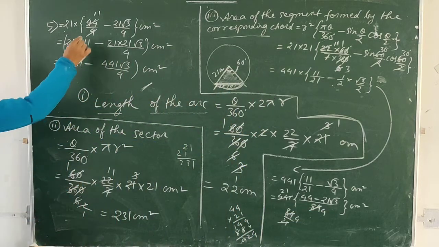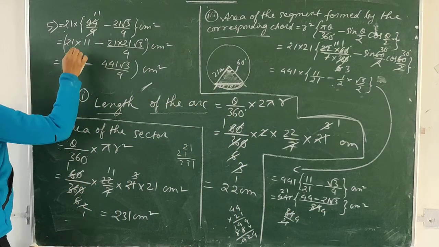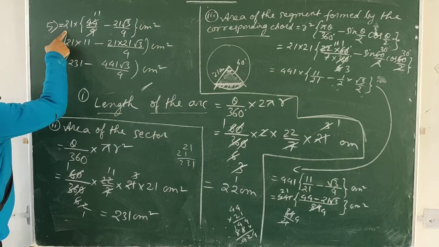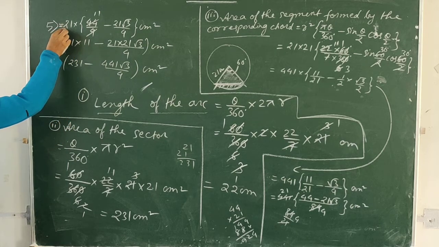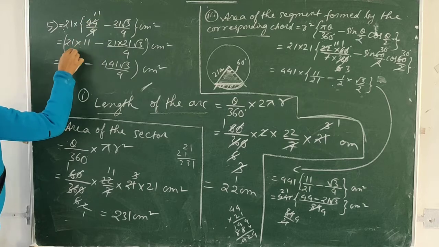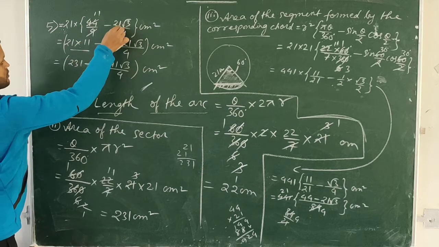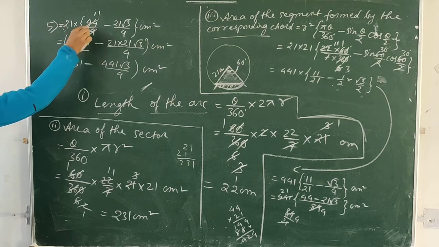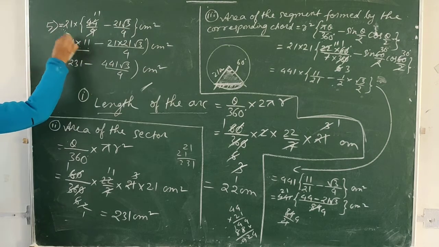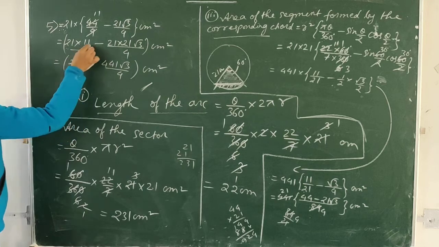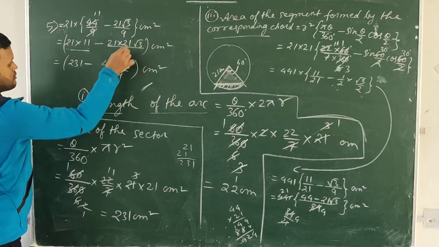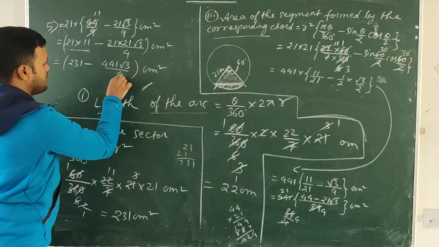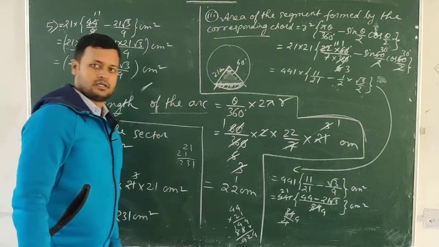So then what I am doing is with this 4 I am cancelling 44, 11 times. Next I am multiplying with this 21 outside. 21 into 11 I got here and 21 into 21. Distributive property: because 21 is outside, it will be multiplied with both the terms. So 21 into 11 will become 231 and 21 into 21 will become 441 root 3 by 4 centimeter square. Is it okay?